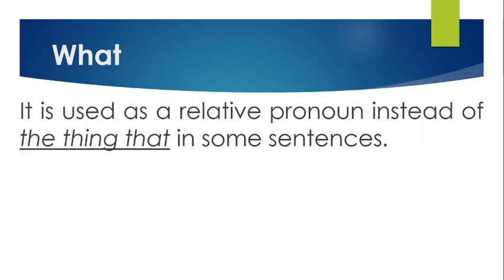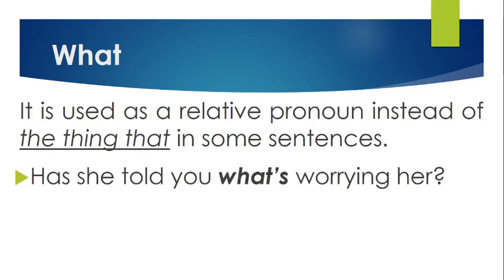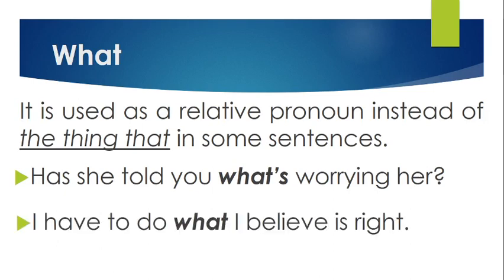What is used as a relative pronoun instead of the thing that in some sentences. Has she told you what's worrying her? Or I have to do what I believe is right. We can say, has she told you the thing that is worrying her? But as we are using relative clauses, we can use the relative pronoun what.